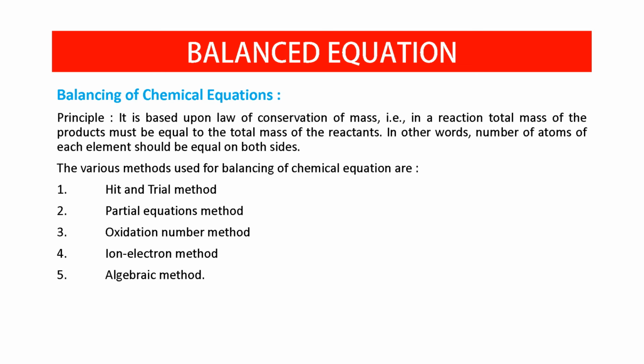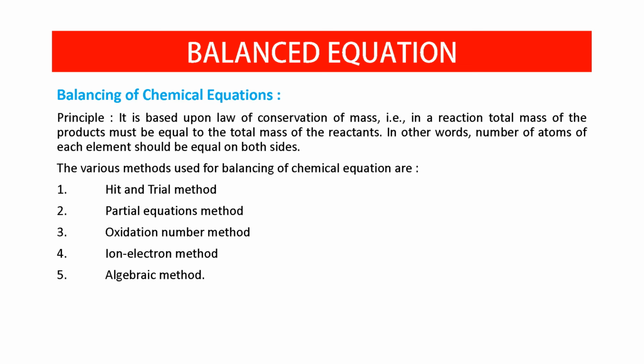What is the law of conservation of mass? Matter can neither be created nor be destroyed. It only changes its state, and the mass remains constant. So to follow the law of conservation of mass, we balance the chemical equation. Balancing means making equal the number of atoms on both sides of the equation.